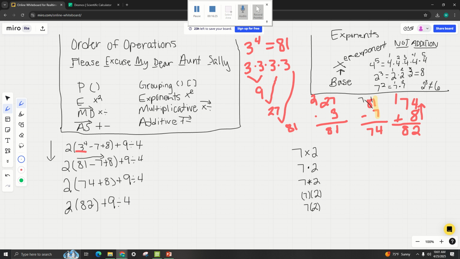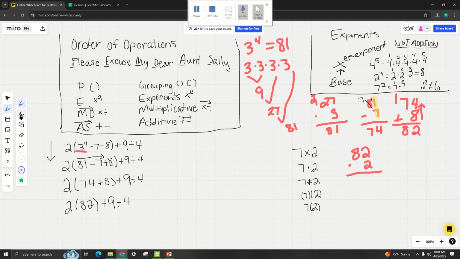Oh yeah, look, I have 2 times 82 right here. Let's go ahead and do that off to the side. 2 times 82. I'm going to put my bigger number on top, and then I'm going to put my 2 and line it up in the ones place value. So 2 times 82. Let's do this together.